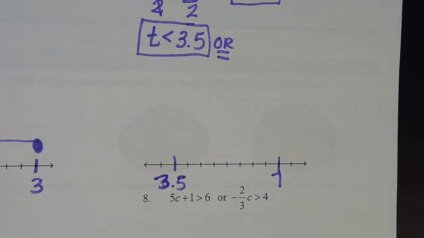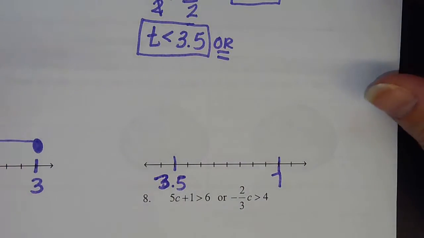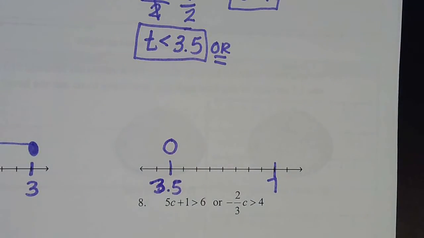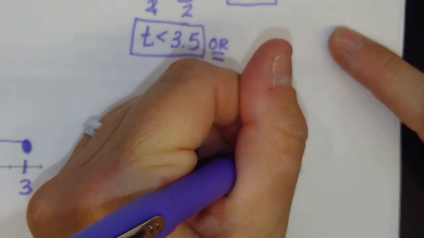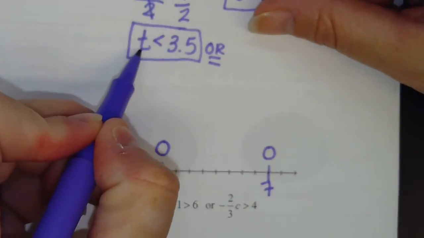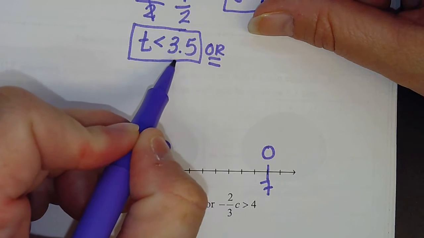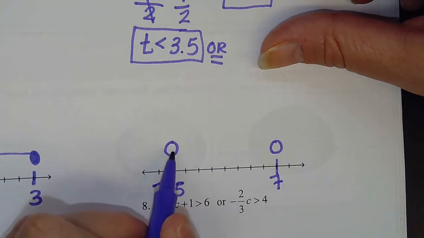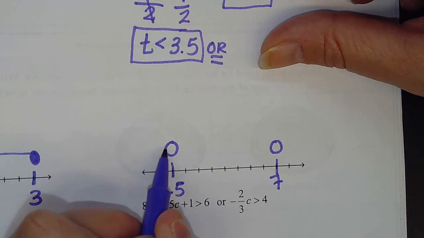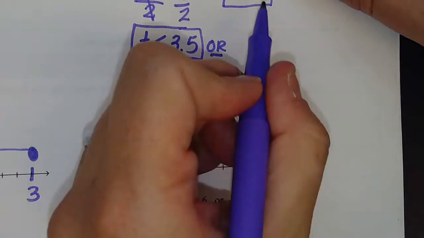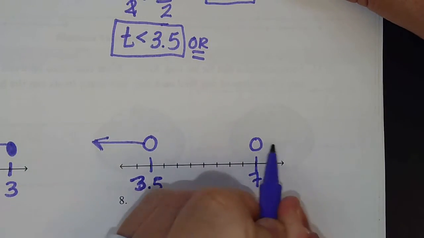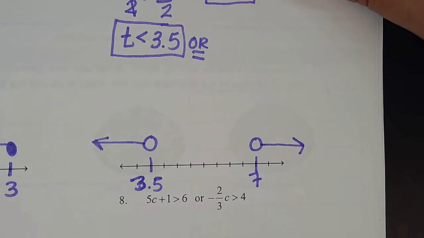Do I have an open or a closed circle at 3.5? Open, because there's no equal to. What about the 7? Open or closed? Open. It says t is less than 3.5. So less than for the 3.5, does that go to the left or to the right? To the left. And then for t greater than 7, for the 7, does that go to the left or to the right? To the right. It's an or. Ors will always go in opposite directions.